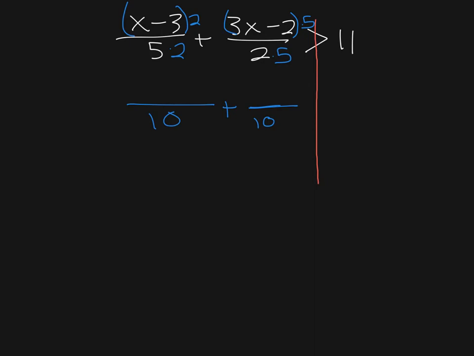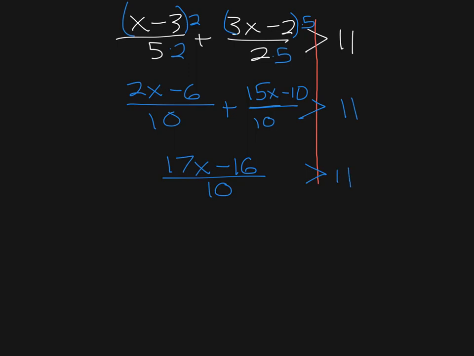Now that will give me 10 in the denominator for both of these fractions. And in the numerator for this first one, I'm going to have 2x minus 6. For my second fraction, I'll have 15x minus 10. And this will still be greater than 11. Nothing's changed yet. Now, since my denominators are the same, I can add these two expressions together. So really, this becomes 17x minus 16. I'm really just combining like terms here since this is an addition problem. And this is over 10 is greater than 11.